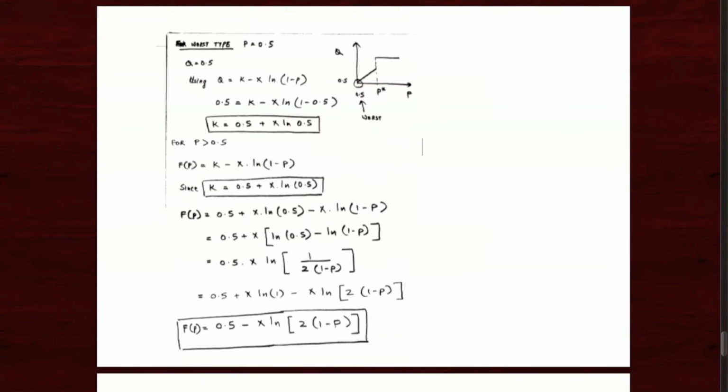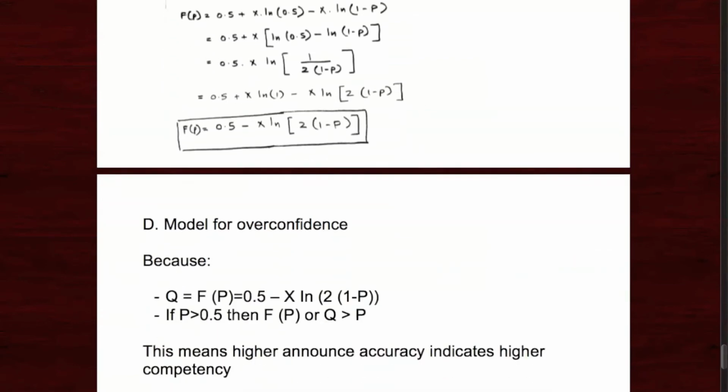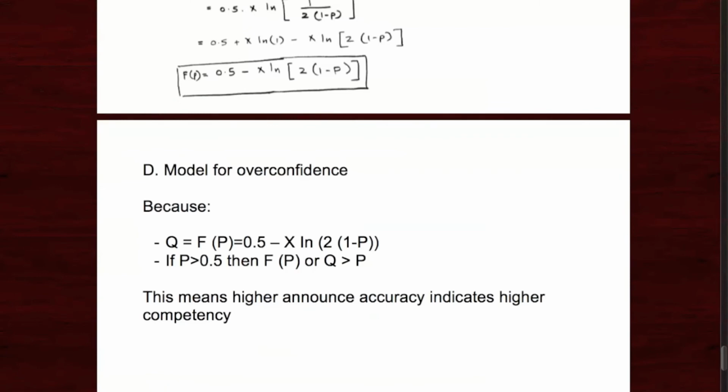So we have assumed that it's a worst type. So for the worst type, P is equal to 0.5 and Q is also equal to 0.5. We get K. Now, if P is greater than 0.5, we try to calculate f(p), and using the same K that we have found, we plug in the values and we get f(p) equal to 0.5 minus X log of 2 times (1 minus P). Now this is for P which is less than P star but greater than 0.5. So now we are saying that Q, announced accuracy, is equal to f(p), which is this function.